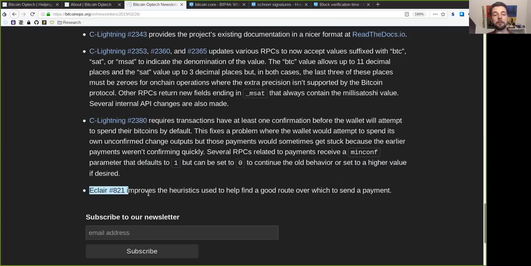And this Eclair change improves the heuristic used to help find a good route over which to send a payment.